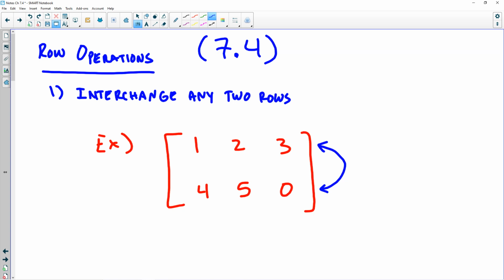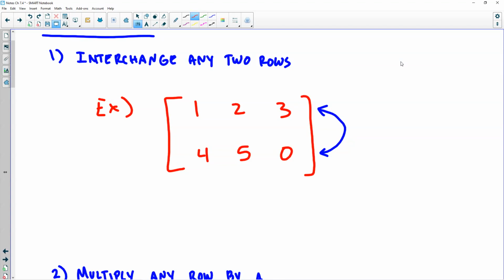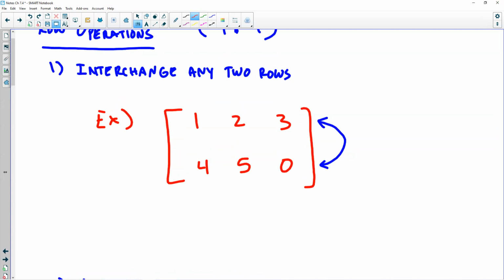Right? So if I'm interchanging these 2 rows, or I'm swapping the rows, then my answer, no cheating yet. Don't look at the next rule yet. You're swapping, then your next answer is going to be 4, 5, 0, because that's row 2 swapped in place of row 1, and now row 1 is going to be in row 2. So 1, 2, 3, and this is your answer now. Okay, so interchange any two rows.